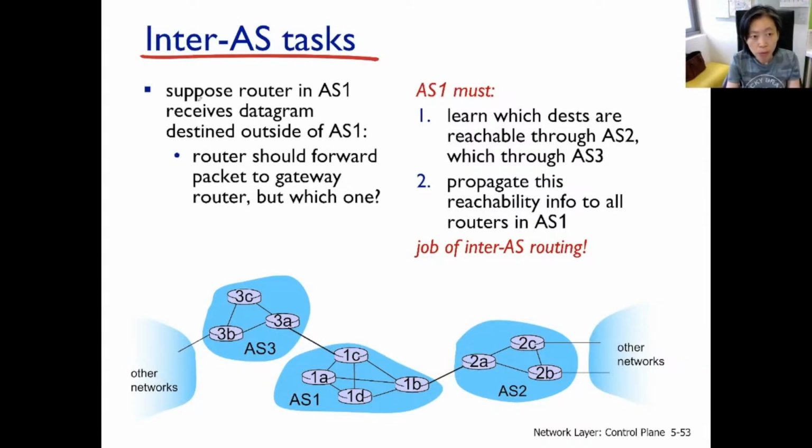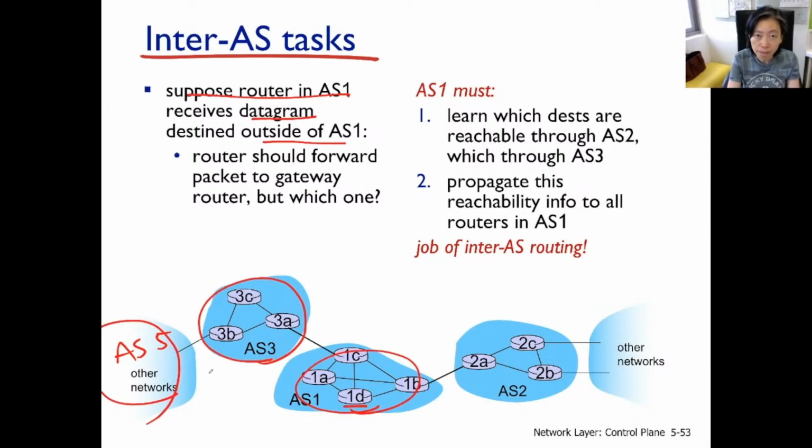With those said, we may now walk through the scenario here. Let's suppose a router in AS1, say 1D, has packets to send outside of the AS, let's say to AS5. Now, we see the shortest AS path will be AS1, AS3, and then AS5.